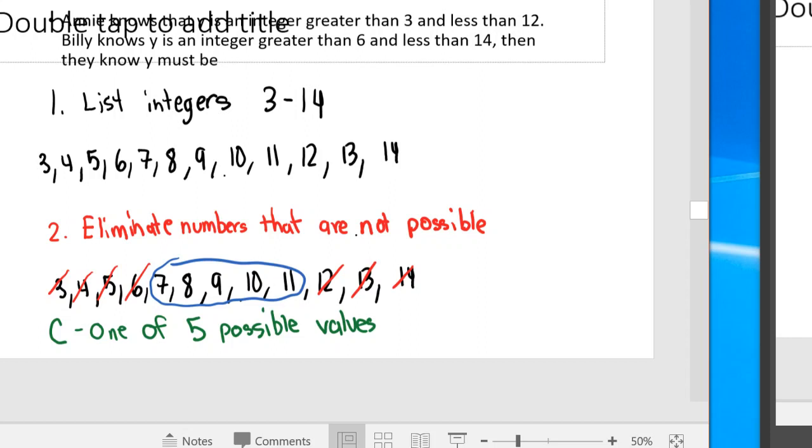So you have those 5 possible values. Any questions on this one? This one was a pretty simple problem. You just had to go through it.